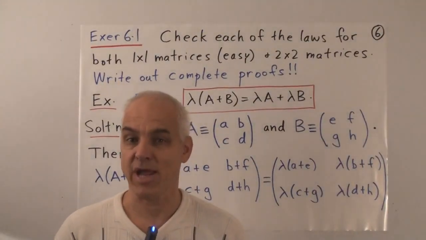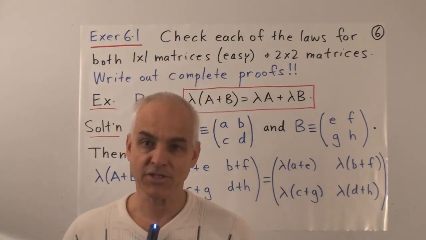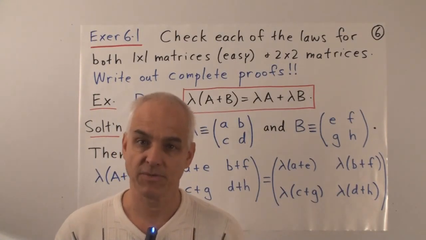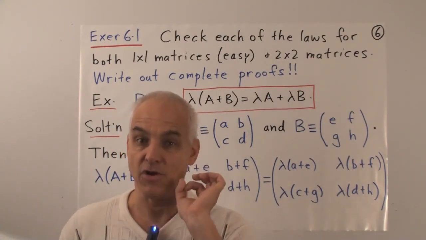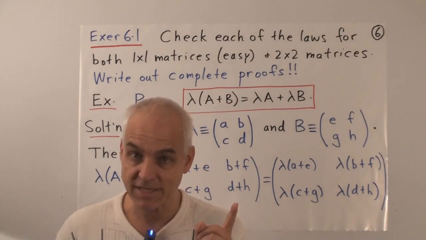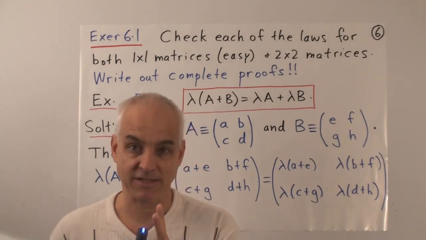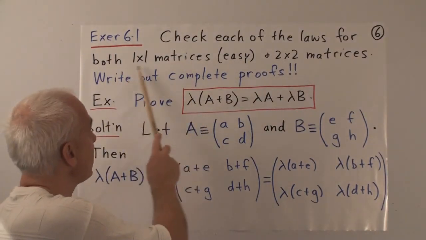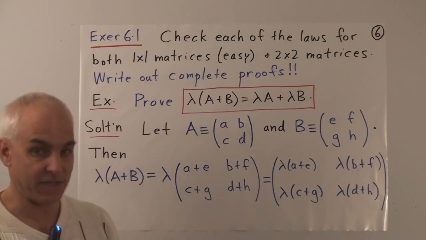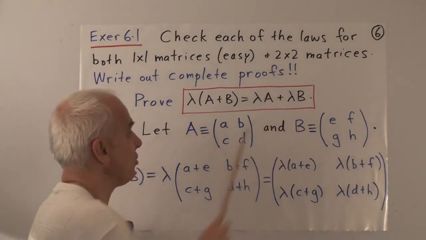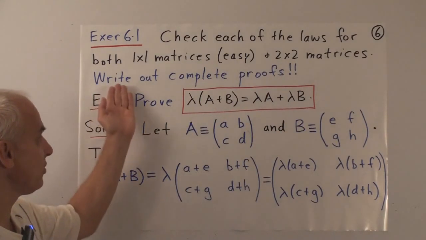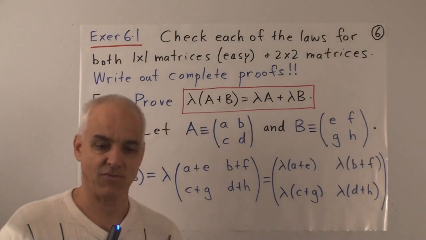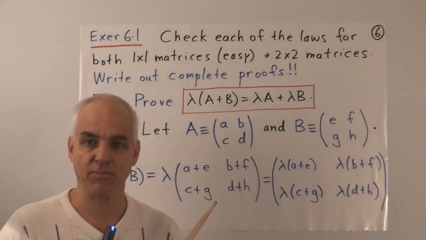All right, now you have a major exercise in front of you. The exercise is to go back to those laws of arithmetic that I wrote down all on one page and to verify that they are true both for the 1 by 1 matrices case and for the 2 by 2 matrices case. So let's call it exercise 6.1. Check each of the laws for 1 by 1 matrices, that's relatively easy, and also for the 2 by 2 matrices. And what I want you to do is to write out complete proofs. This is a great place to practice writing out mathematics clearly and precisely.